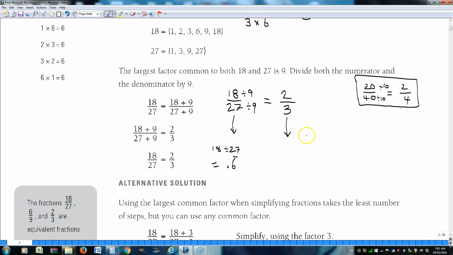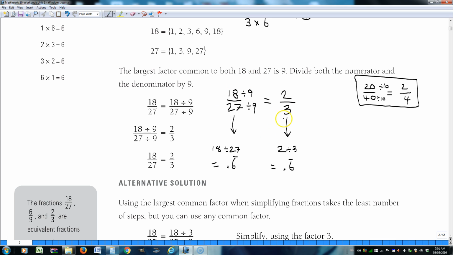Good. So 0.6 bar, and over here 2 over 3 can be written as 2 divided by 3, which equals, and I'm going to tell you right now without using the calculator, that is also 0.6 repeating. 0.6666, 0.6 bar. All right, well, they are the same.